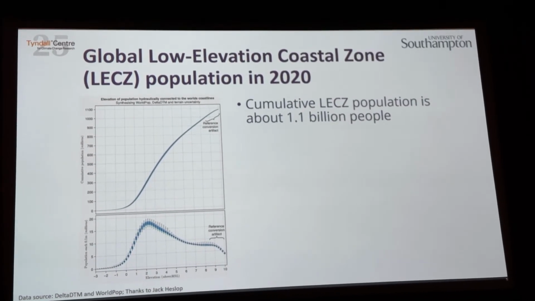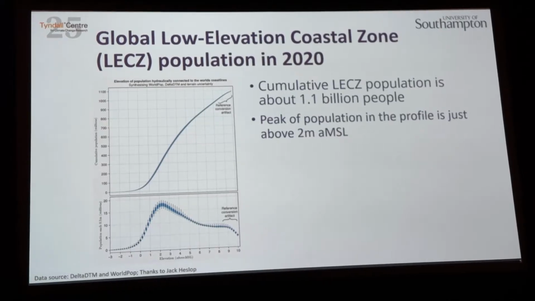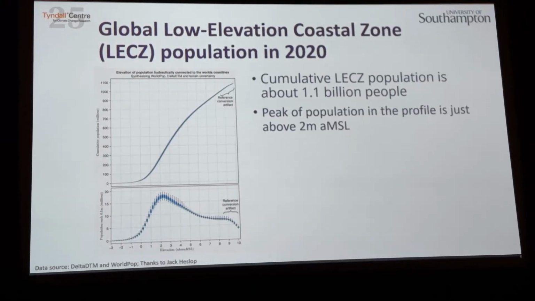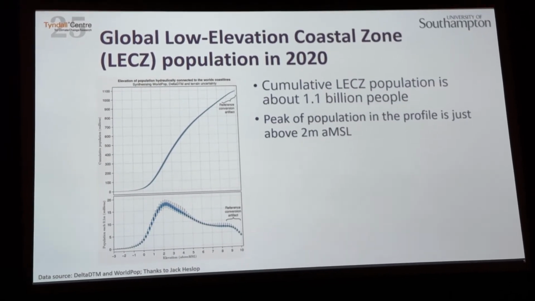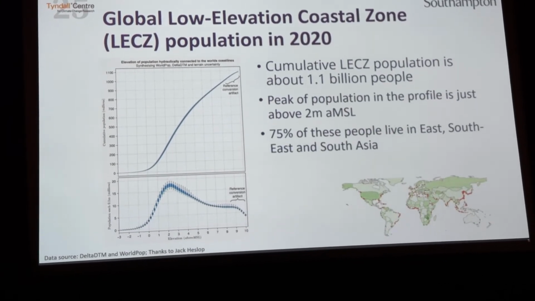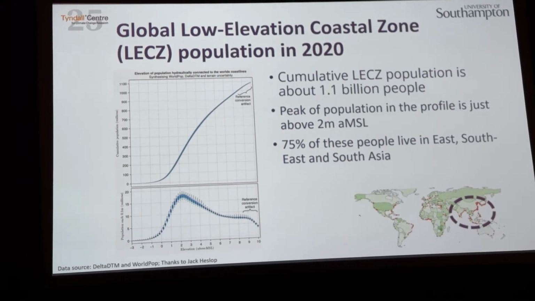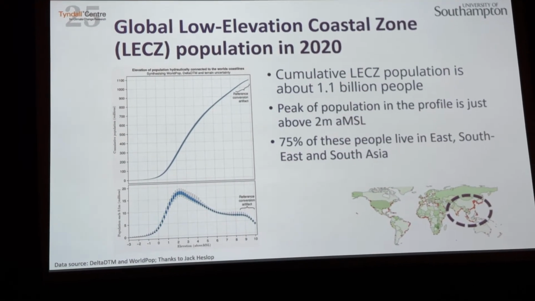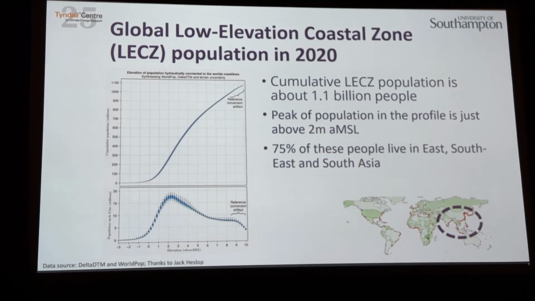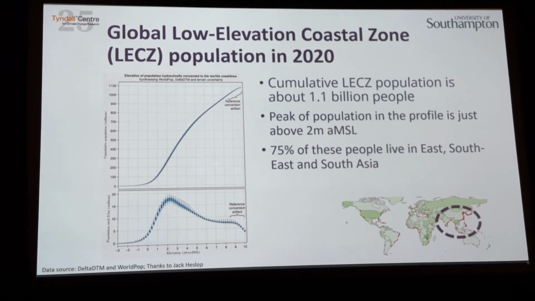And below, you can actually see the distribution where you have a peak of population at 2 meters. So it's an interesting observation that people really do choose to live quite close to the coast, but not literally on the coast. So that's a peak in that distribution. And 75% of these people are living in East, Southeast, and South Asia. So that's the place where you're expecting to see problems from coastal hazards, sea level rise, demand for coastal engineering as well, I think.